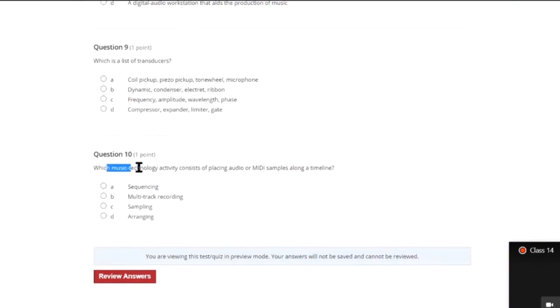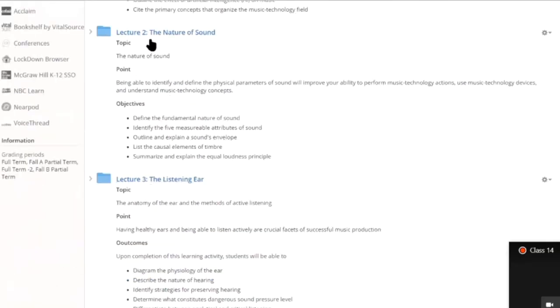Okay, which music technology activity consists of placing audio or MIDI samples along a timeline? This is what you guys were doing this week in class. You were placing samples along a timeline so that it plays back as one coherent whole, and that is sequencing. Okay, right, let's see what lecture content quiz 2 is all about.